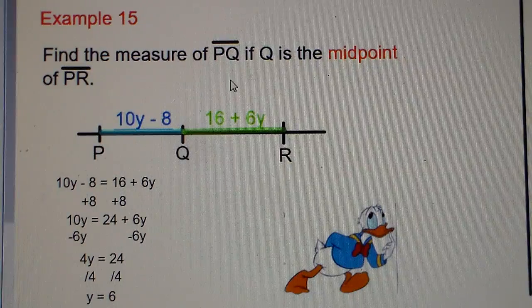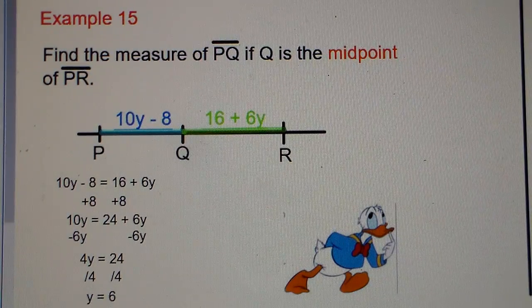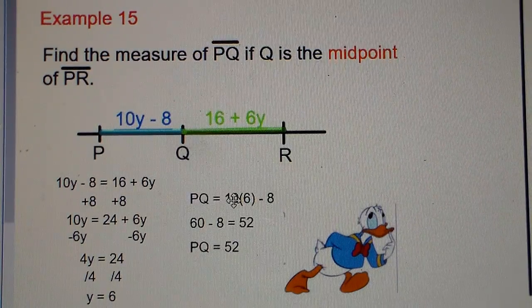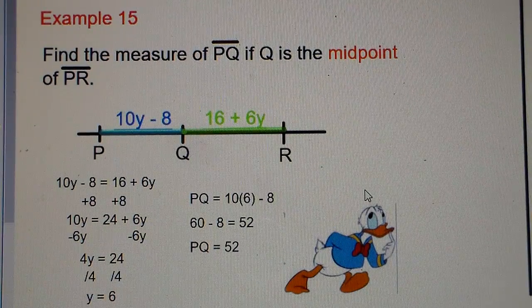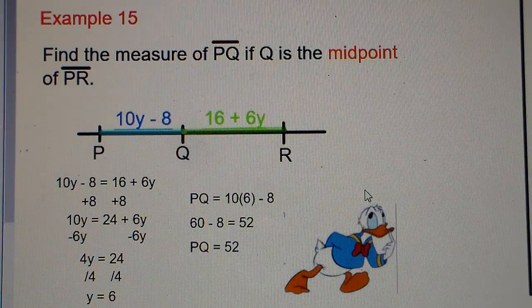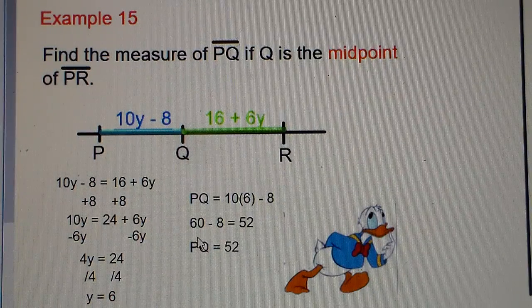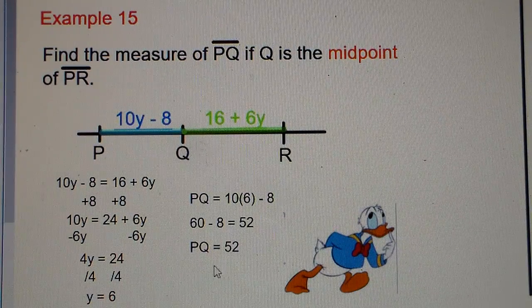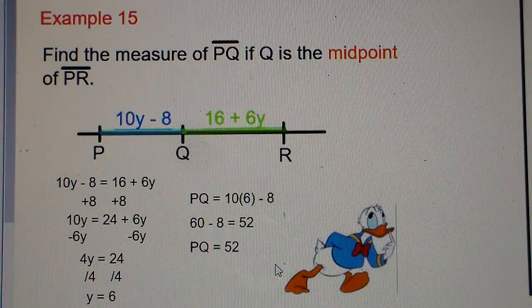Now remember, they're asking us what is the measure of PQ. So we've got to substitute it back in. PQ is equal to 10 times 6 minus 8. So 10 times 6 is 60. 60 minus 8 is 52. PQ is equal to 52.